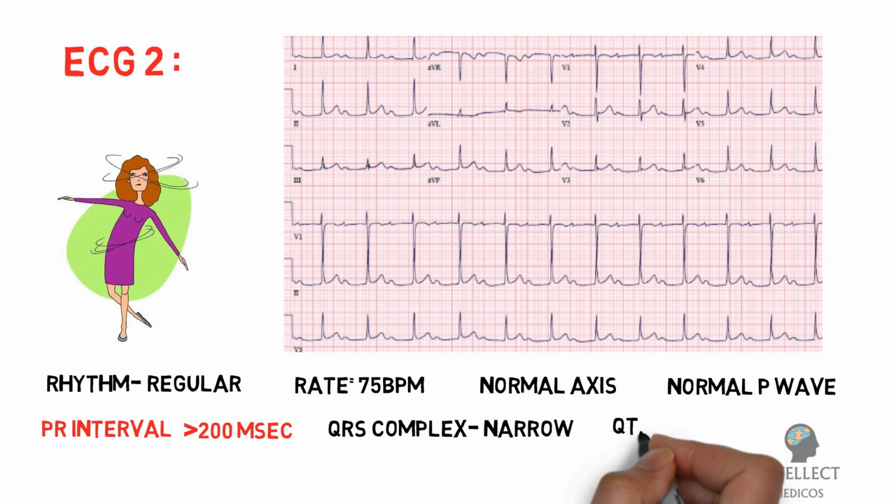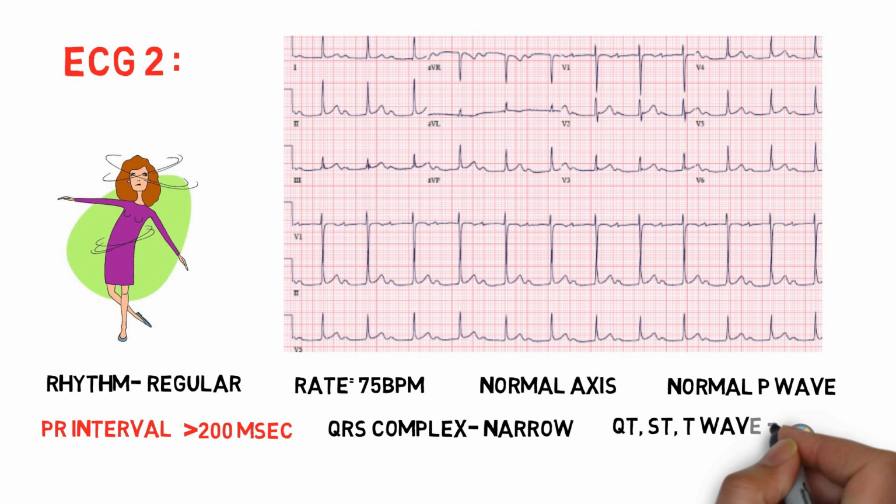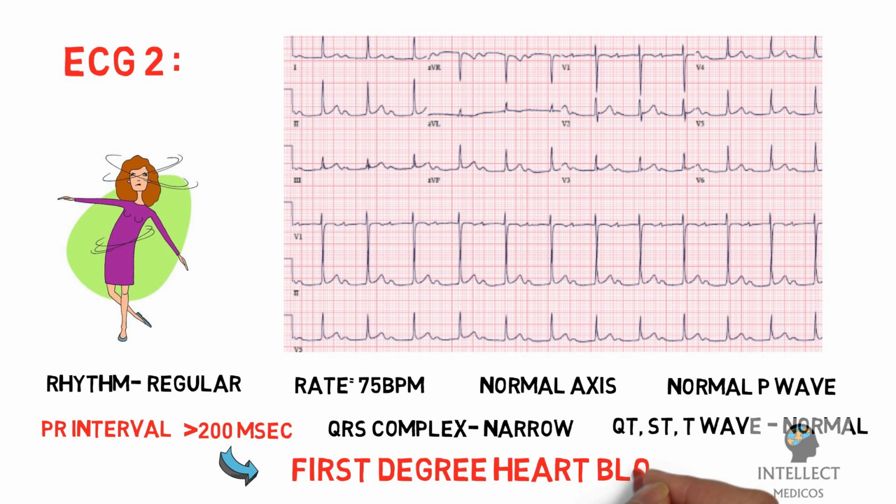QRS complex narrow, QT interval, ST segment and T wave all are normal. As there is constant prolonged PR interval, this suggests first degree heart block.